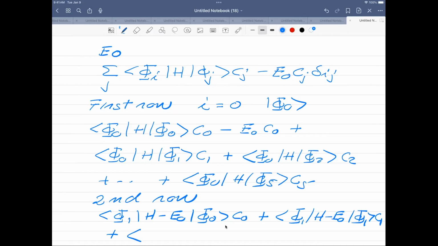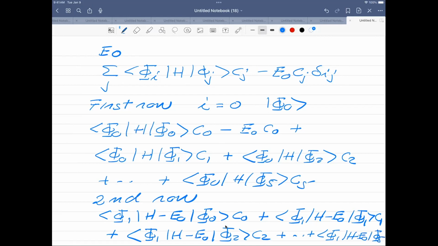For the second term, I do actually have the E0 multiplied with C1. And then you see that you have a phi 1 of H minus E0. And in this case also, E0 disappears because we have a constant and then an overlap between two orthogonal states. And this goes all the way up to the final term, which is phi 1 with H minus E0 times phi 5.